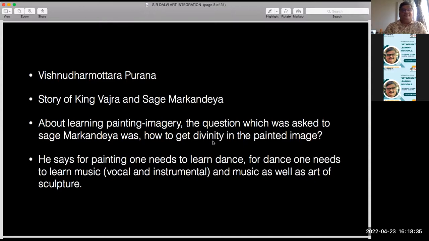मार्कंडेय जे सांगतायत, किंवा मार्कंडेयाला जे प्रश्न विचारला गेला, तो या प्रकारचा नव्हता की मी देवाचं चित्र कसं काढू. प्रश्न हा होता की मी देवाचं चित्र जर काढलं तर त्याच्यामध्ये डिव्हिनिटी, दैवत्व मला कसं अनुभवायला येईल. मार्कंडेय त्याला सांगतात, तो कदाचित सल्ला आधुनिक काळातल्या मार्केटिंगच्या तत्वाच्या विरुद्ध जाईल.